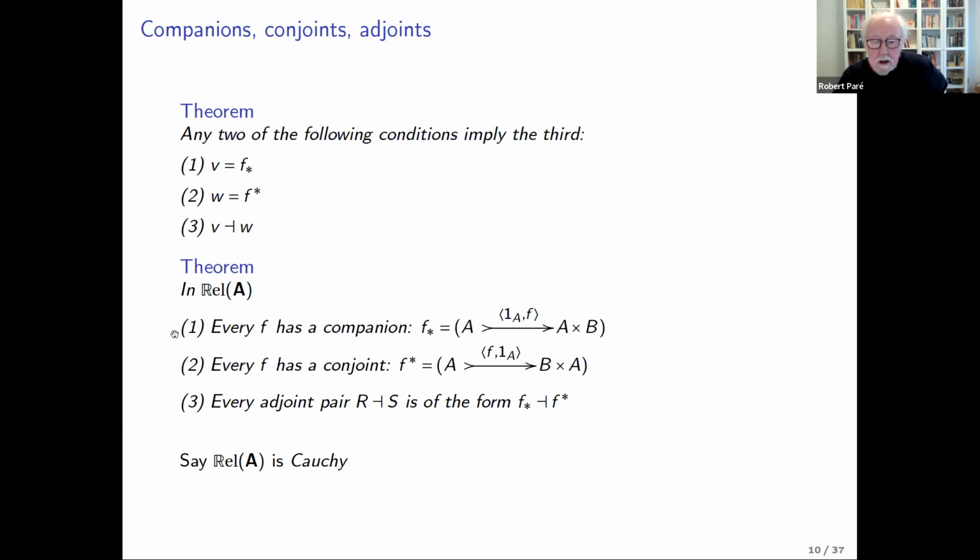In REL, every F has a companion. I already mentioned that. That's the motivating example for it. And every F has a conjoint. And furthermore, every adjoint pair is of this form. So we say now that REL A is Cauchy. This is Cauchy in the sense of Cauchy complete for V categories that you probably know about.